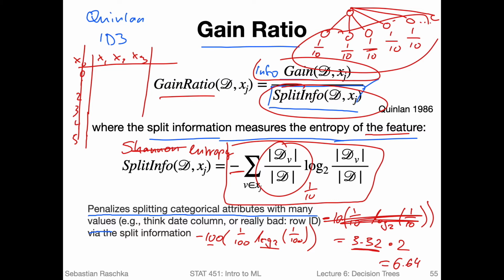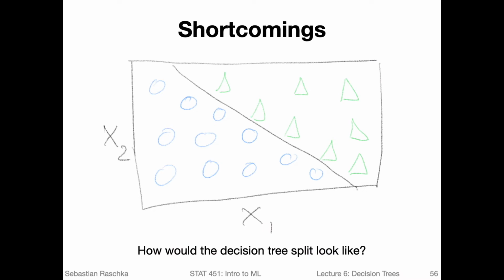Yeah, but still the same concept applies. So the gain ratio favors feature columns with many feature values. And while decision trees seem to be very good classifiers and pretty straightforward, they also have a couple of downsides. So here's one of the shortcomings of decision trees.